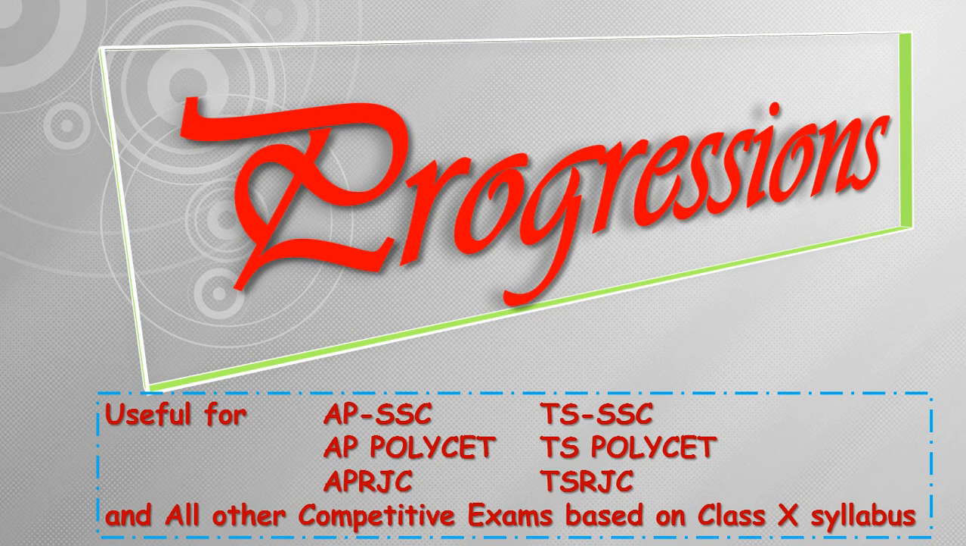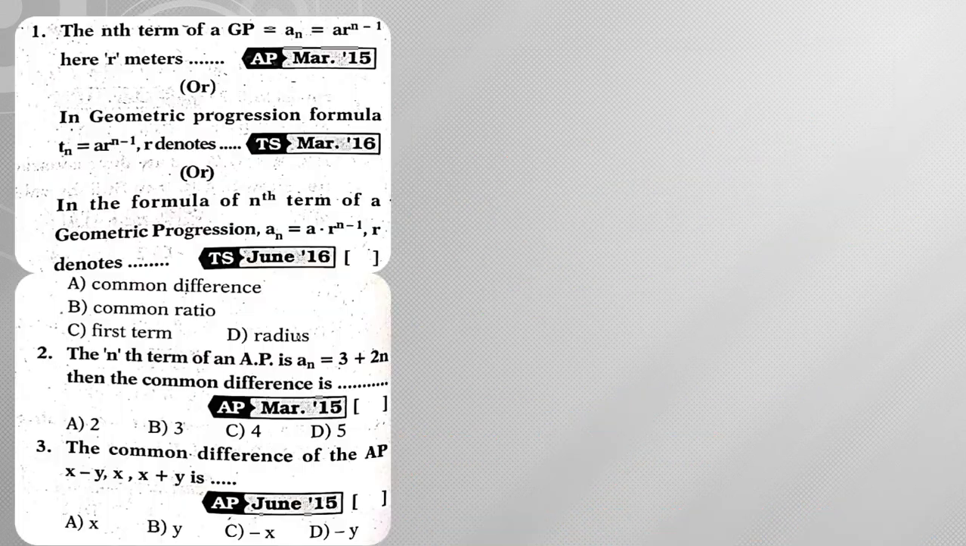Now let us see, first of all, the previously asked questions related to this chapter Progressions. See question number 1. The nth term of a GP is An = a·r^(n-1). Here, what does r mean? What is the meaning of r? This question was asked in March 2015.